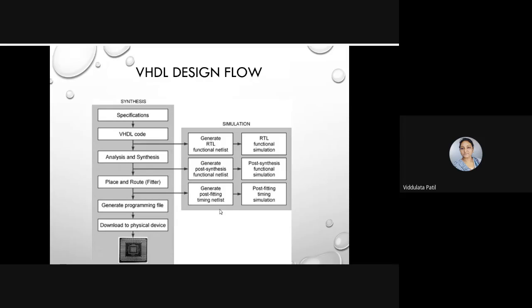at that time we have to go with a certain design flow. Okay, and here this diagram shows the VHDL design flow. So there are basically two things. One is the synthesis and another one is the simulation. Now, whenever you are going for design, first of all, you will get certain specifications.